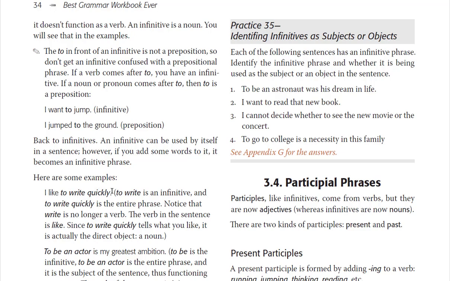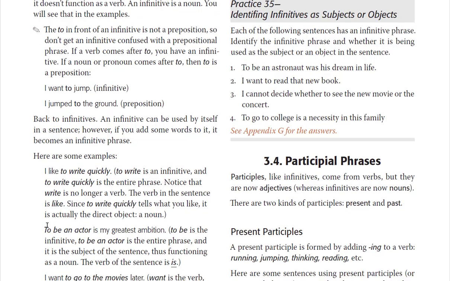I like to write quickly. So that's known as an infinitive phrase used as an object. So notice that write is no longer a verb. The verb in the sentence is like. Since to write quickly tells you what you like, it is actually the direct object, a noun. So basically all this says is this is being used as a direct object because it comes after like, the verb.